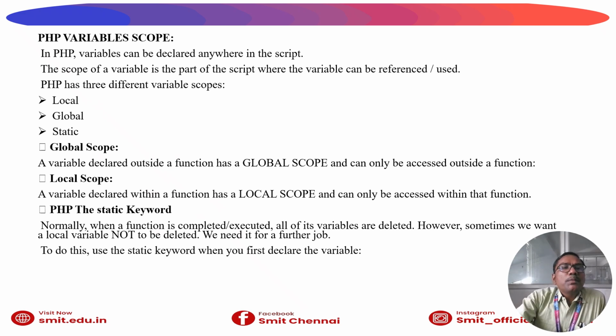Now PHP variable scopes. There are three different types of scopes: local, global, and static. A global variable means it can be declared outside the function and can be accessed in any part of the program. Local scope means a variable which is declared within the function and can be accessed within the function.